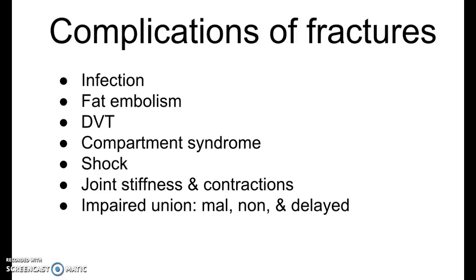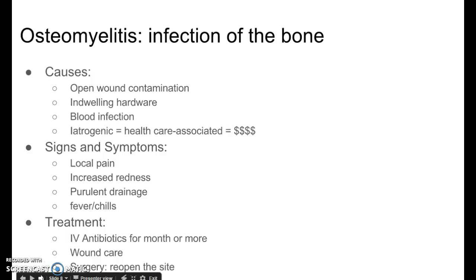But just for a complete list, we're going to talk about infection, fat embolism, DVT, compartment syndrome, shock, joint stiffness and contractions, and impaired union. And you'll need to be able to differentiate what signs and symptoms would suggest compartment syndrome versus what signs and symptoms would suggest infection. You'll need to be able to differentiate these from one another.